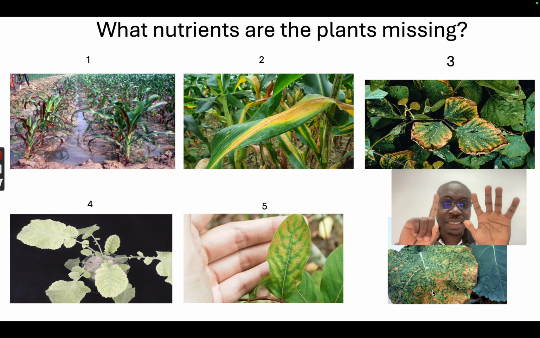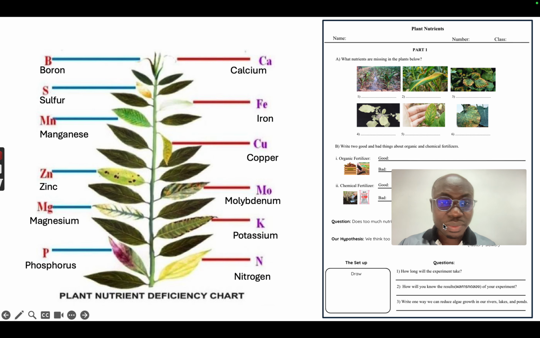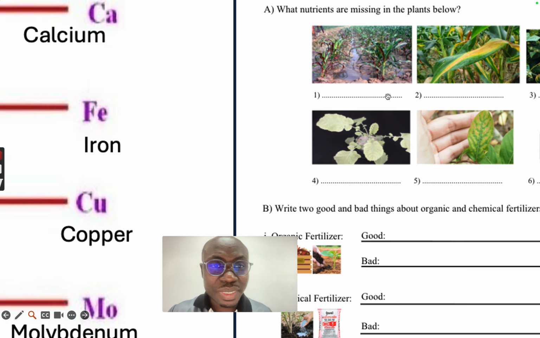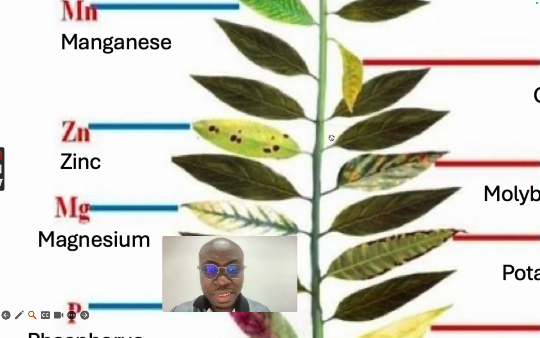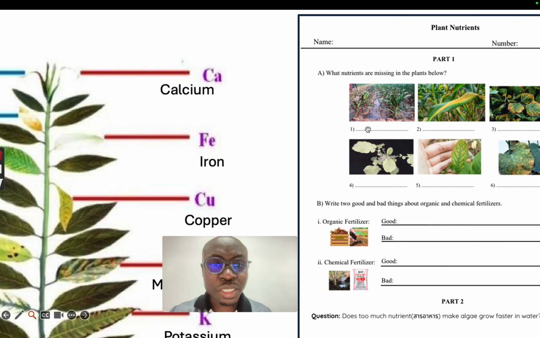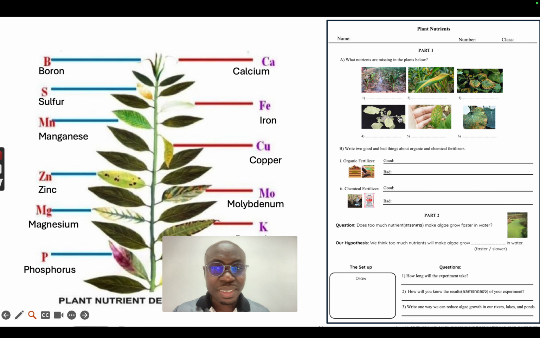There are 6 plants. Now, I want you to write on your worksheet, okay? I will send you the worksheet in the line group. You write your name, your number, and your class, and you look at the picture, and you look at these charts, and you write what nutrient is missing. There are 6 plants, okay? Very good.